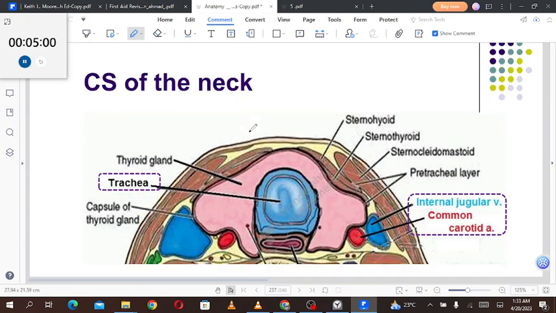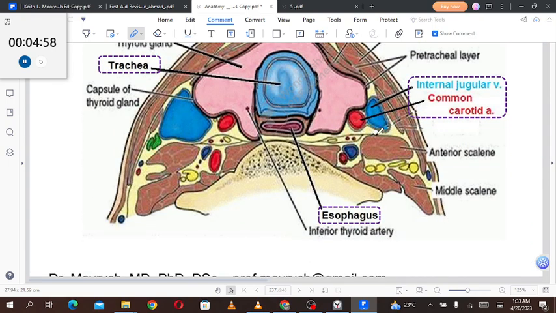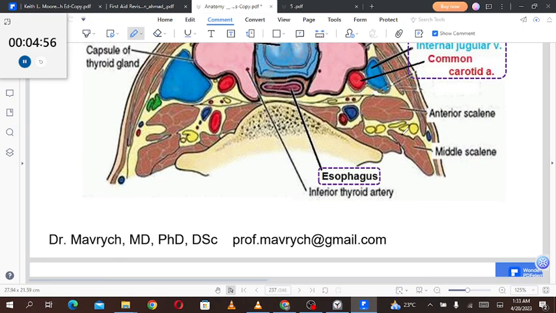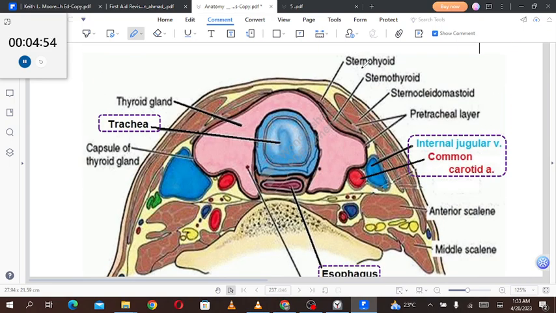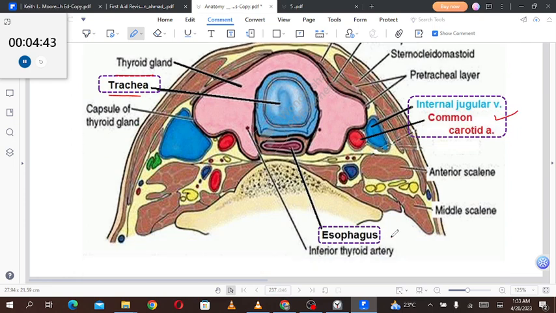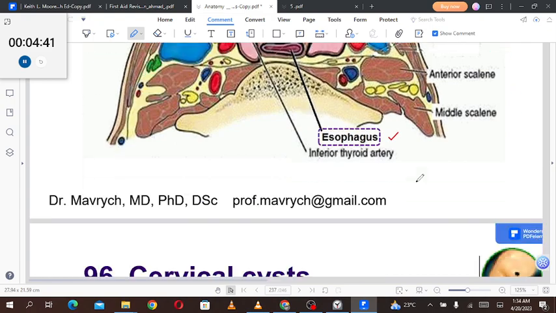Then the cross section of the neck. Here you can see a lot of structures in the cross section of the neck. This is the sternohyoid muscle. Then this is the thyroid, then the trachea is present posterior to that. The internal jugular vein and common carotid arteries are over there. Then the esophagus is also present posterior to the thyroid.